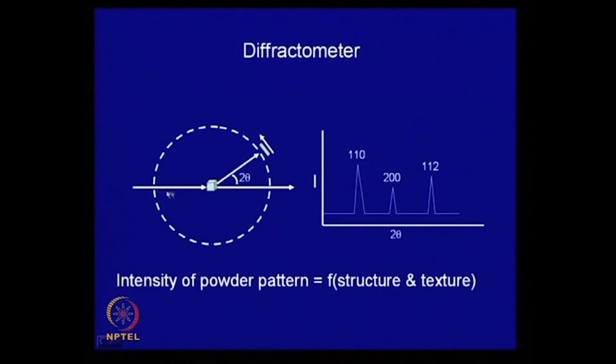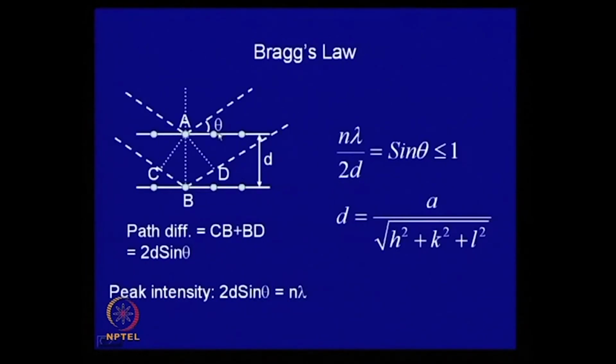This is the incident beam, this is the transmitted beam, and the beam is diffracted here. If you go back to the previous one, this is the angle theta between the diffracted beam and the reflecting plane. If you extend the transmitted beam, this angle is also theta. The angle between the transmitted beam and the diffracted beam is twice theta.